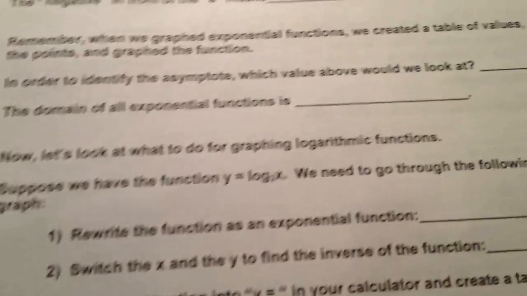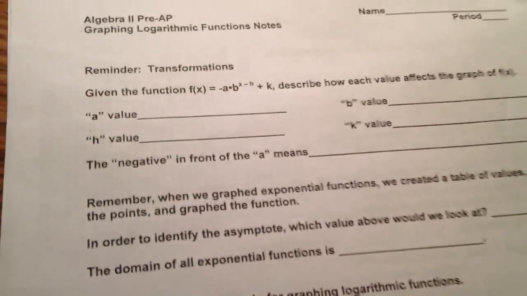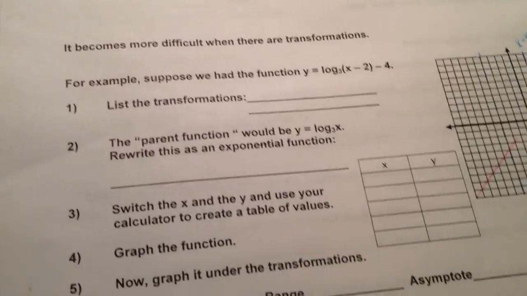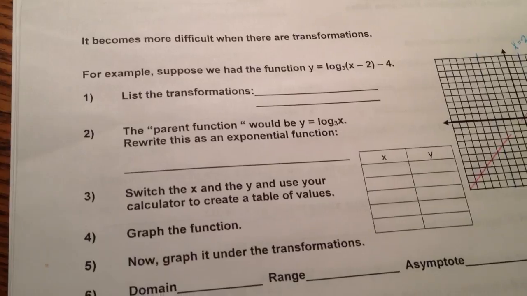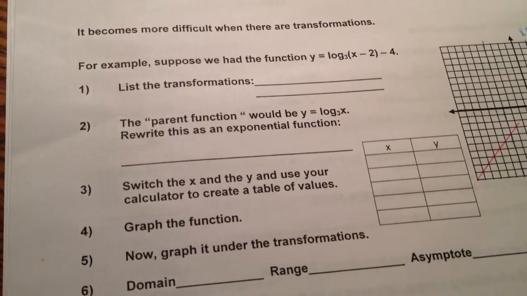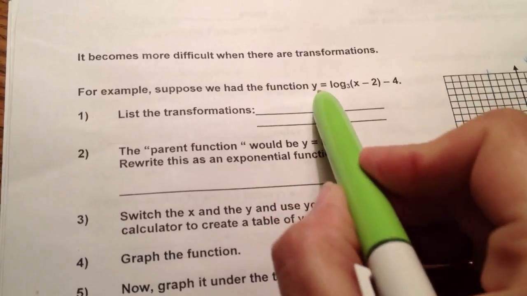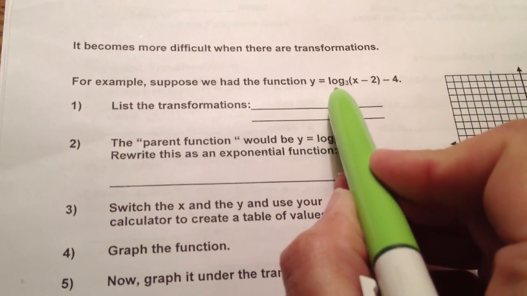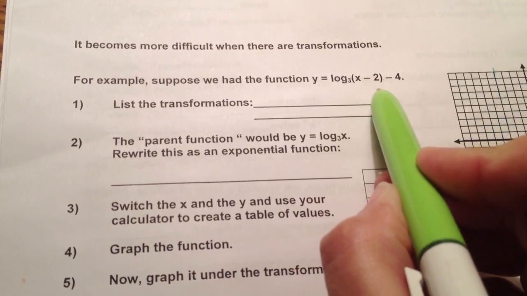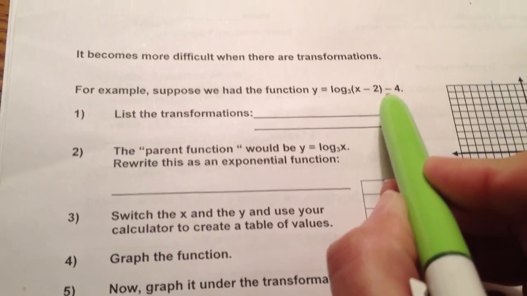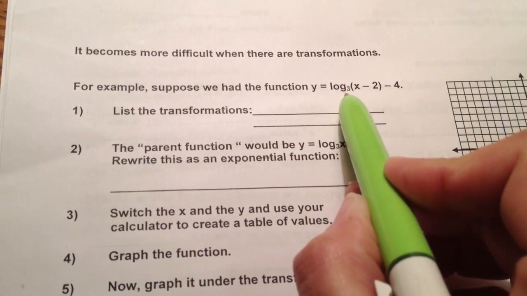Okay, to continue, we're going to do some transformations now of those functions. So it becomes a little bit more tricky, so we're going to do the same process to begin with. First, let's look at this graph. The function is y equals log base 3 of (x minus 2) minus 4. And those transformations will be the same as they were before.